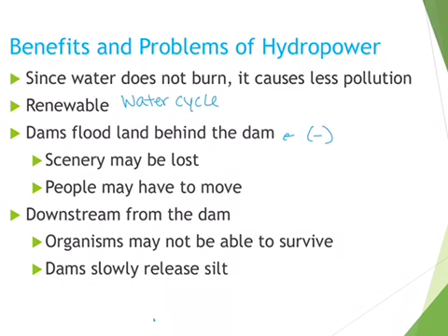That dams flood the land behind the dams, so we can lose scenery. People may have to move. Terrestrial or land habitat can be damaged. And then downstream from the dam, after the water is blocked off, organisms may not be able to survive. So if they were aquatic organisms, there's no longer a constant supply of water, and so they could die.